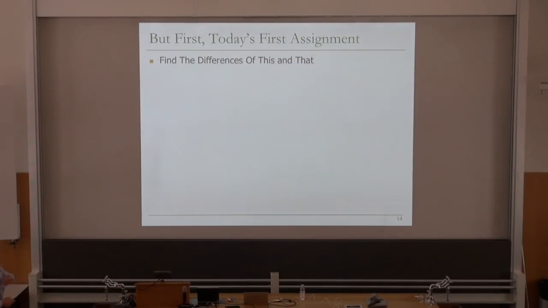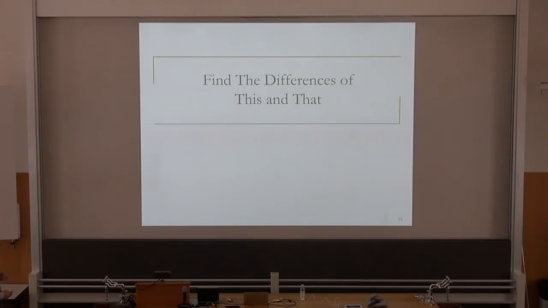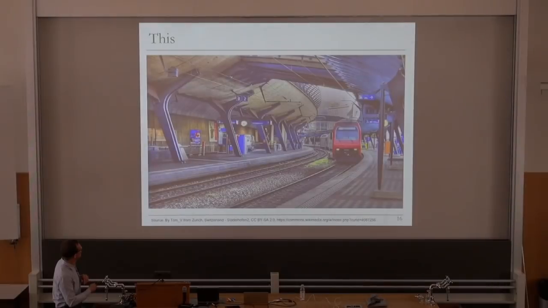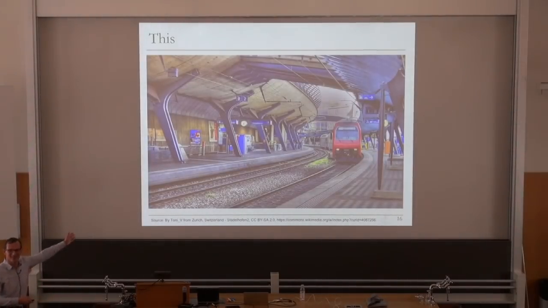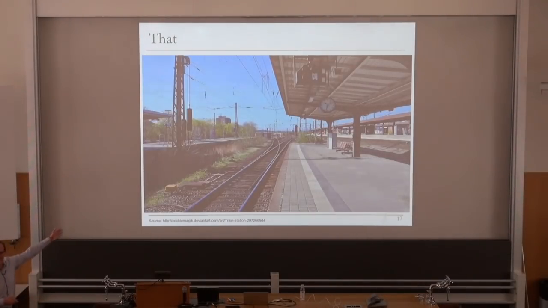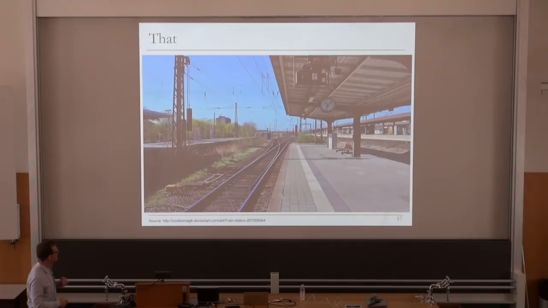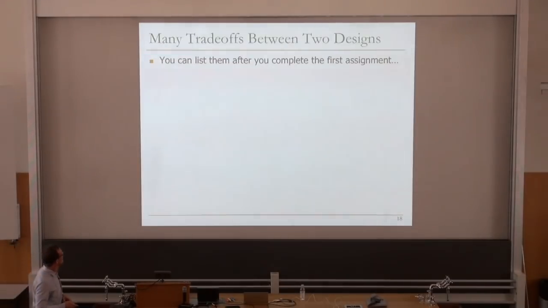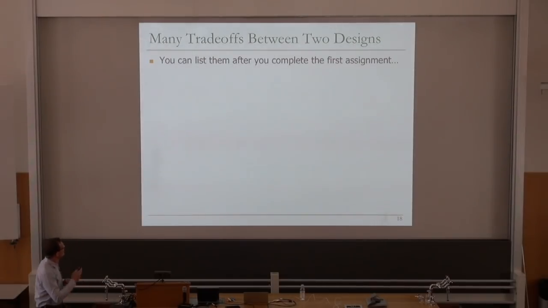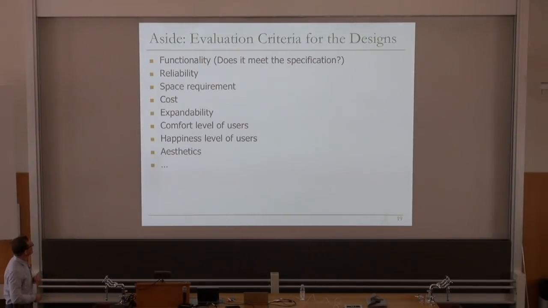Okay, so today's first assignment, we're going to have some fun before we start talking about some topics. Basically, find the difference of this and that. This is this. And this is that. So there are differences clearly, right? Of course, we're not going to do this exercise literally, but this is a masterpiece. This is just a regular train station, which may be okay. Basically, you can list them after you complete the first assignment.